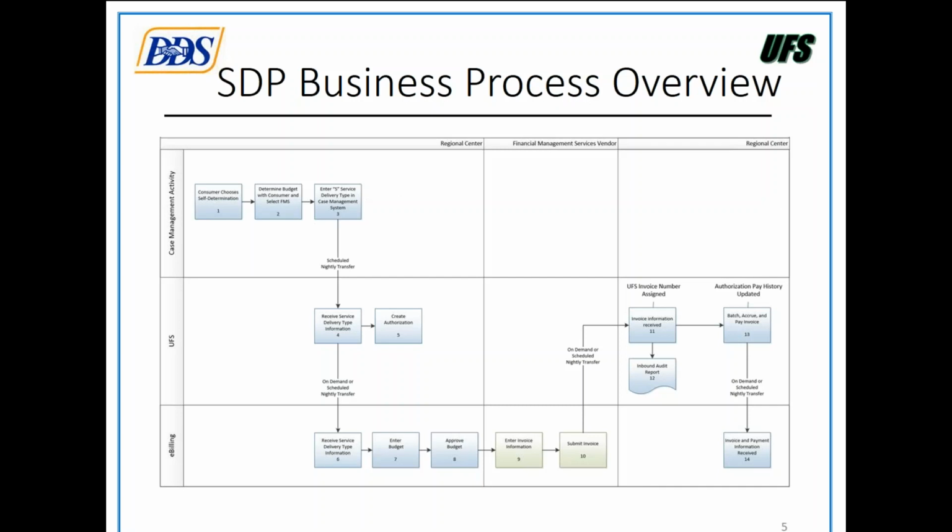Okay. From there, UFS will receive that service delivery type information, and that consumer would be marked in UFS as S for service delivery type, and that will tell the system that their authorization needs to include the self-determination program service code, and it will also transfer their information into eBilling so the budget can be entered there.